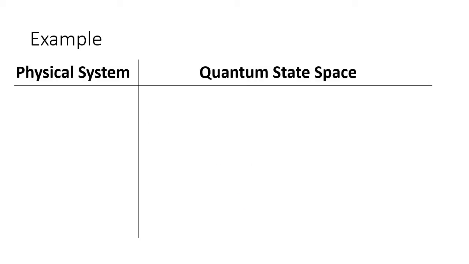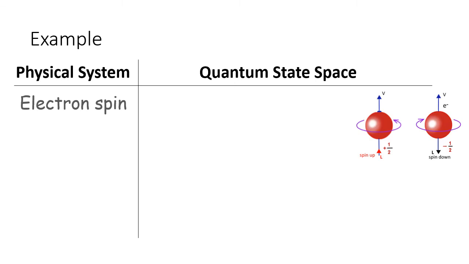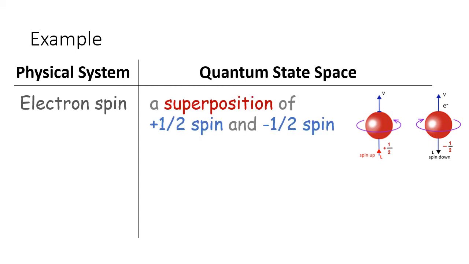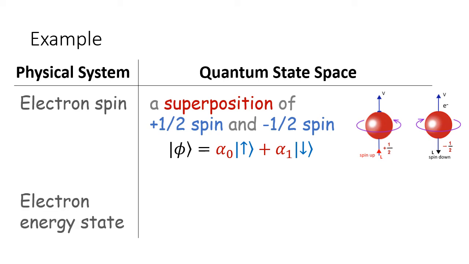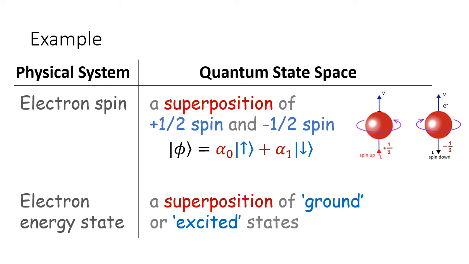Now let's take a look at some examples of quantum state systems. For example, electron spin. An electron can spin in two different states, either spinning up or spinning down. The quantum state space of electron spin is a superposition of spinning up and spinning down, which can be represented in this formula. Another example is the electron energy state. It is a superposition of ground or excited states.